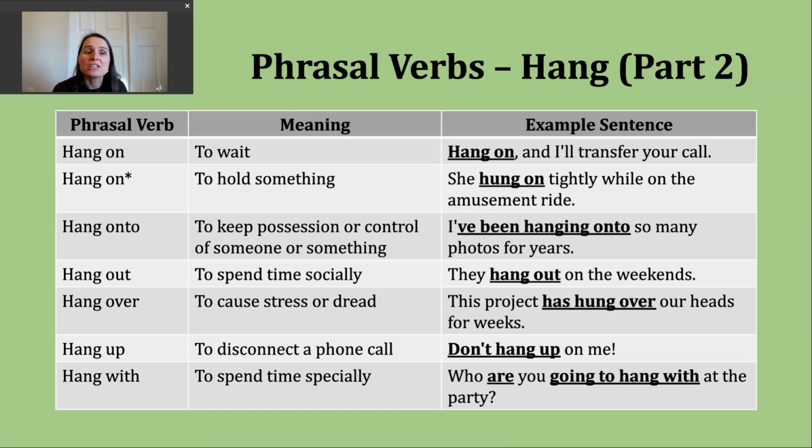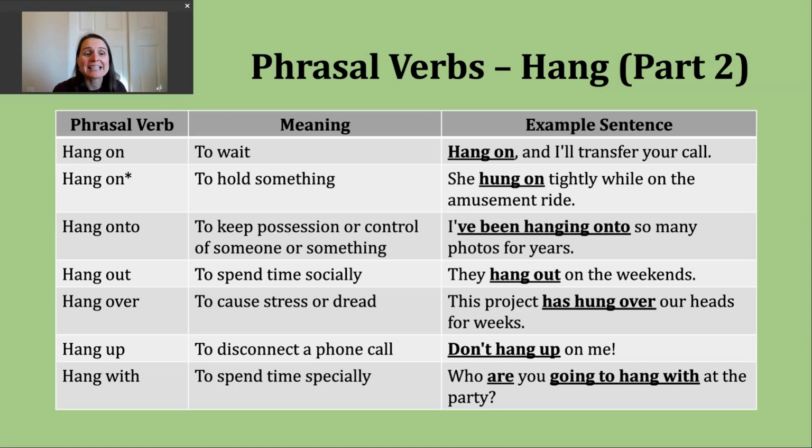A second way to use the phrasal verb hang on is to reference holding something. An example of this: she hung on tightly while on the amusement ride. Right? So maybe she's grabbing the bar in front of her to make sure she feels safe and secure. Hung on is an example of the simple past tense.